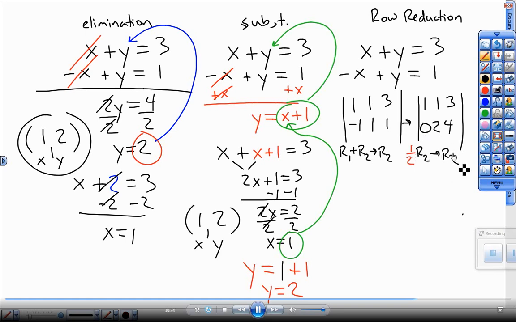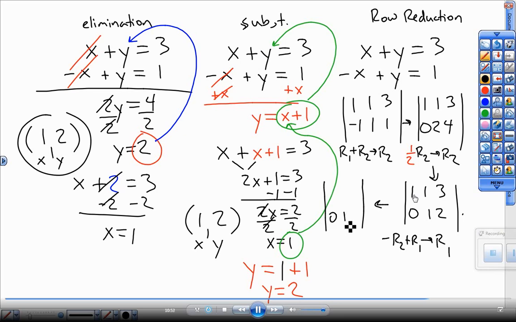Then take that bottom row, divide it by 2, or times it by a half, and put it back into row 2, which gives me the top row unchanged. 1, 1, 3. Bottom row 0, 1, 2. Now work from your bottom up, times this row by negative 1, add it to the top row. So negative 1 times 0 plus 1 leaves that 1 alone. That's why I'm doing this row. Negative 1. Negative 1 times 1 is negative 1, plus 1 is 0. Negative 1 times 2 is negative 2, plus 3 is 1. That's where I'm getting those answers.